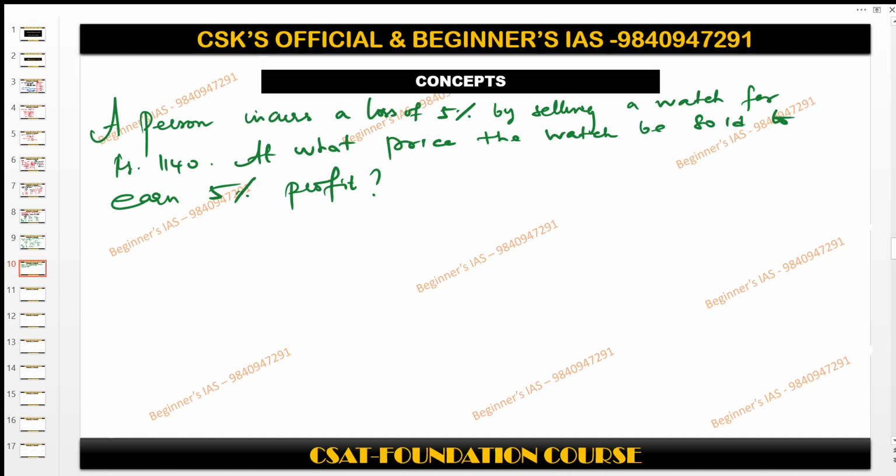We don't know the actual cost price. Find out the cost price. If you find the cost price, then it would be easy. Shall I proceed? Are you people doing? So solving. Wait. Fine.